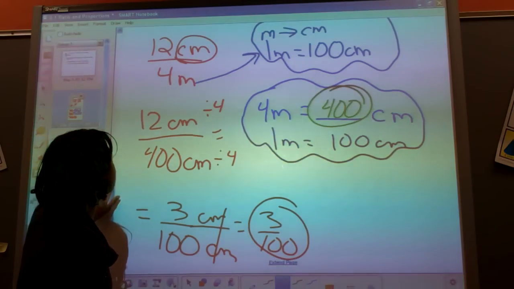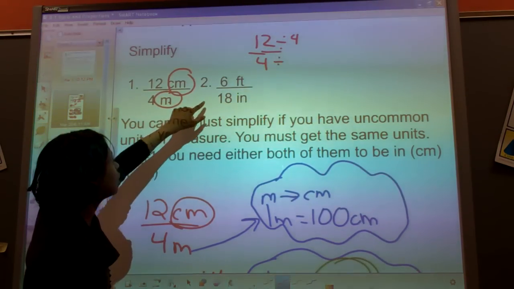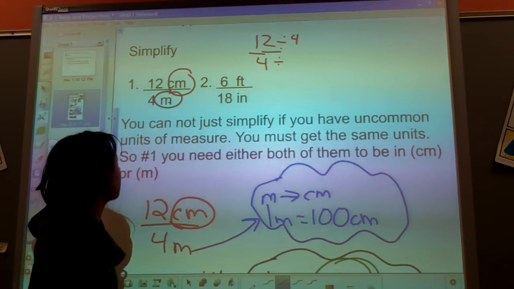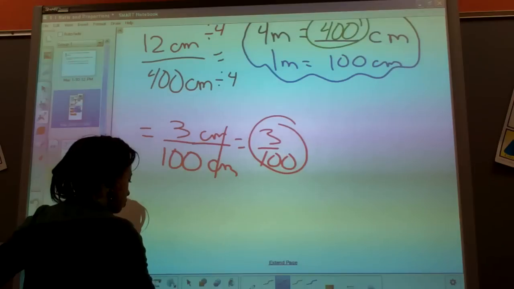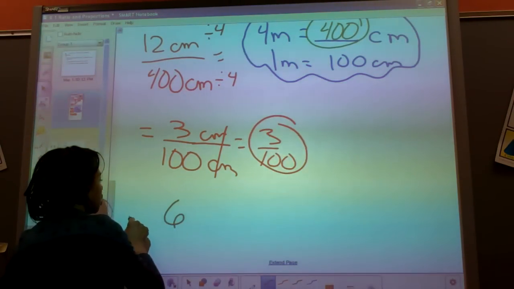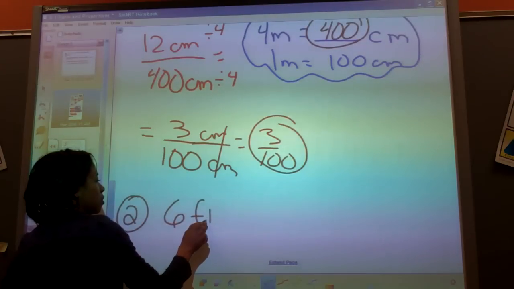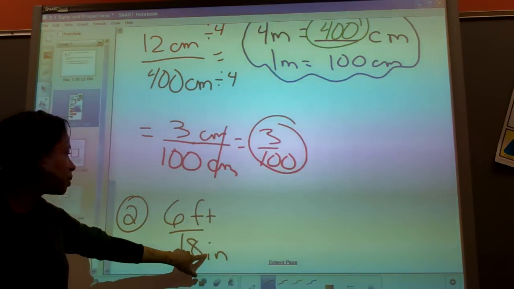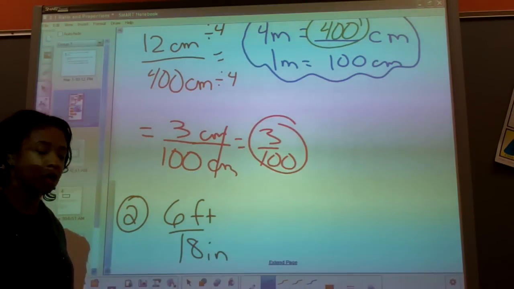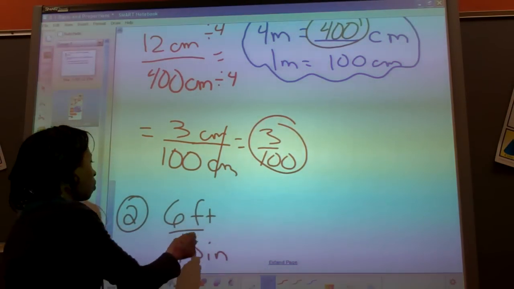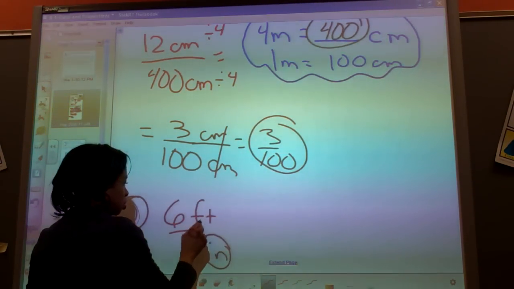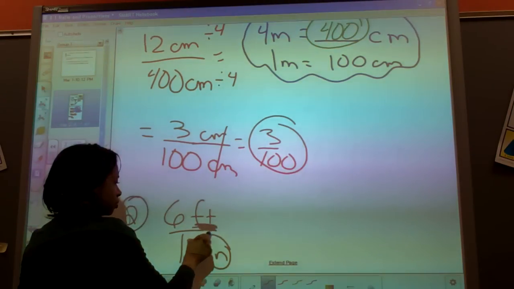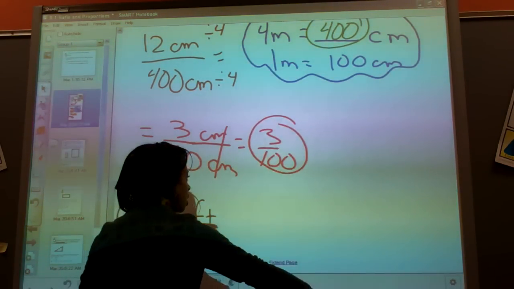Let's look at the next one. 6 feet to 18 inches. And the question is, do I want everything to be all feet or all inches? Okay? I want everything to be all in inches. So that means I'm going to change this one here. My little cloud.